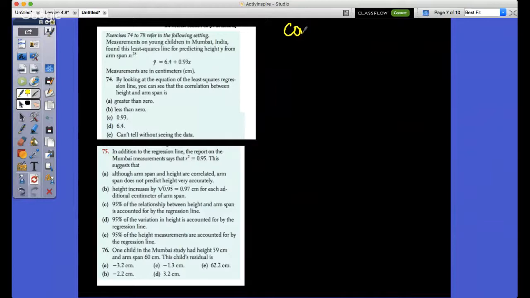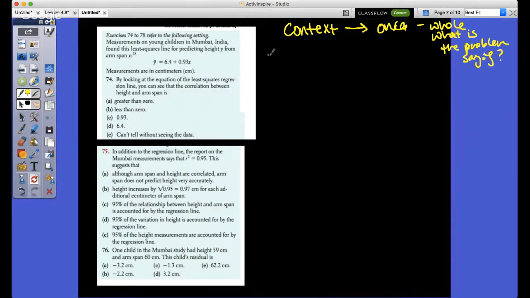Let's talk about what we need to write in context, okay? First of all, you just have to state once for the whole problem what the problem is saying, okay? What is the problem talking about or saying, okay? That's part 1, okay? So in context, here are some things that you need to know, okay? First off, residual.